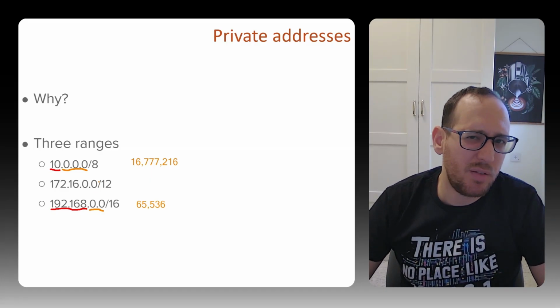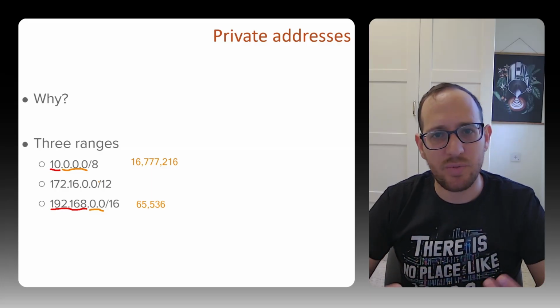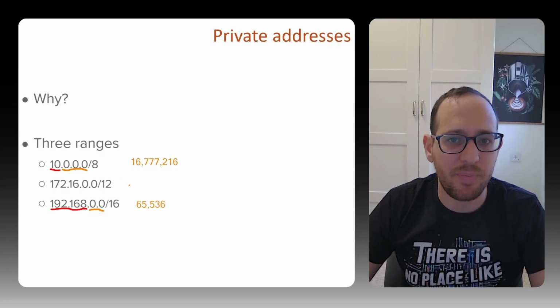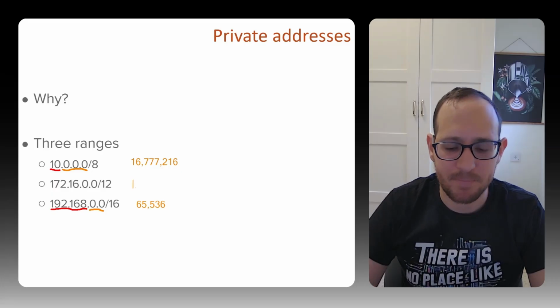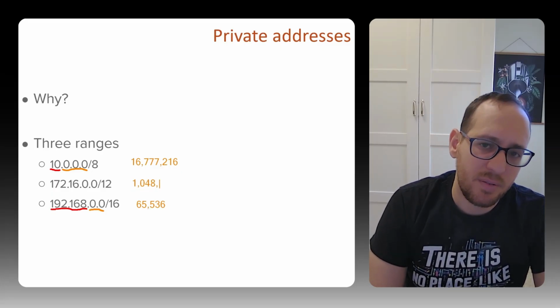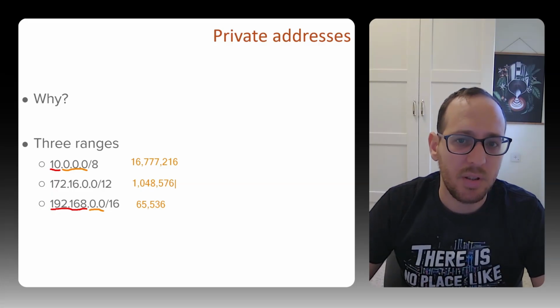Now, /12 means that if you take 32, subtract 12 from it, we get 20 bits. So 2 to the 20th power is 1,048,576 options.